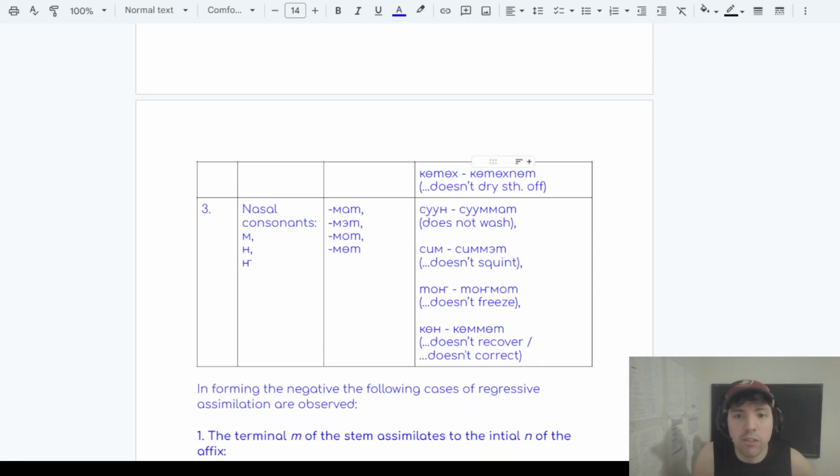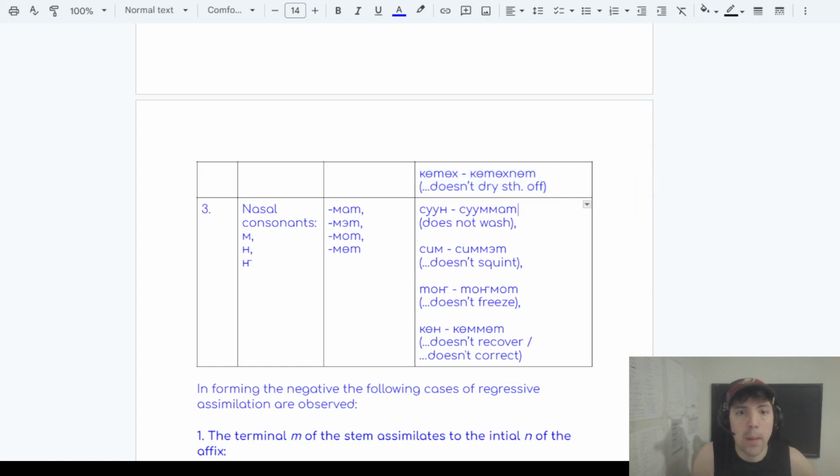All right, lastly, for that section, we have kutuk. Kutuk. That's better. To dry something off. To dry or to dry something off. Kutukput, doesn't dry or doesn't dry something off.